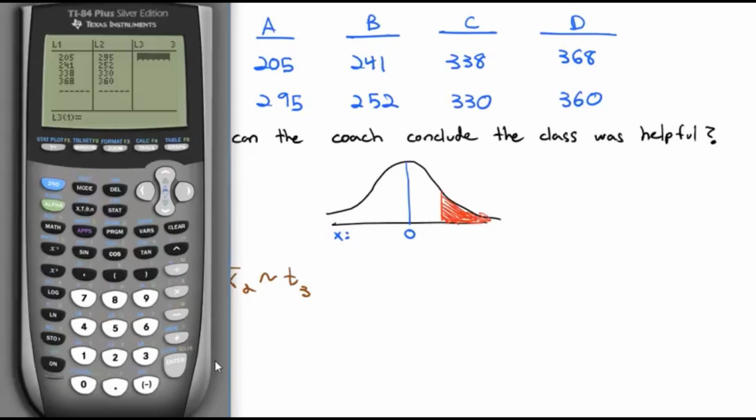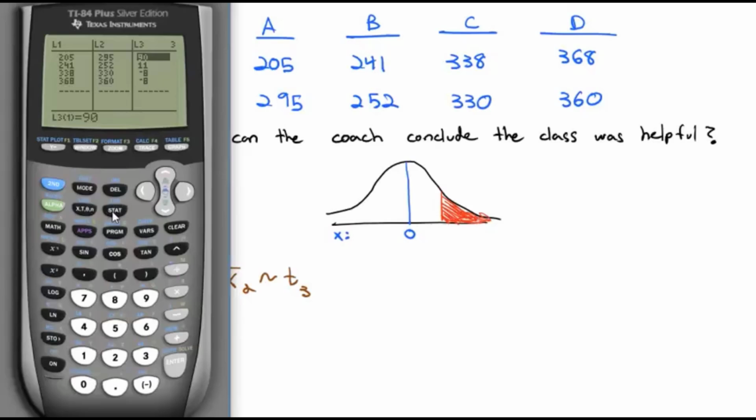Then list 3 is where we're going to put our differences. So if we scroll up to highlight list 3, we're going to say take list 2 and subtract list 1. Hit second and then the number 2, that'll grab list 2, minus, second, and then the number 1, and now I see list 3 is equal to list 2 minus list 1. When I hit enter, I will see all the differences, and that's the data we're going to use in our single mean t-test.